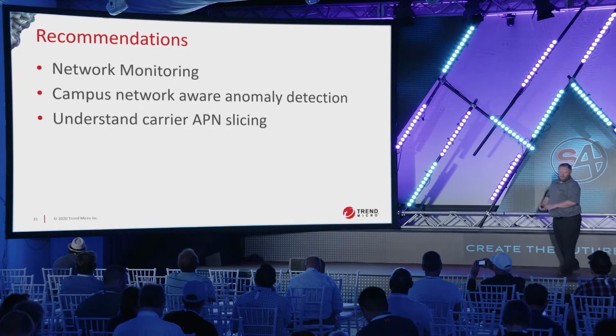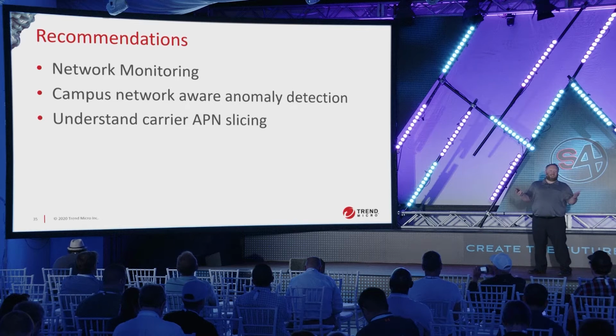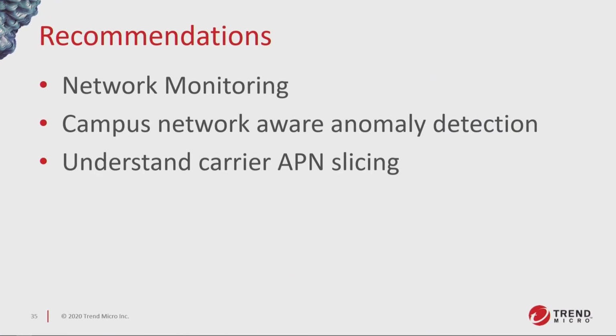You have to do patching of all of your 5G components now if you're going to be running your own 5G system. So make sure that you add that into your patch queues. And then network monitoring. I mean, this is an extension of your network. Make sure you're doing what you should be doing with the rest of your network on the 5G network as well. Find anomaly or campus-network-aware anomaly detection software. There's a couple of them out there, so find them and use those.